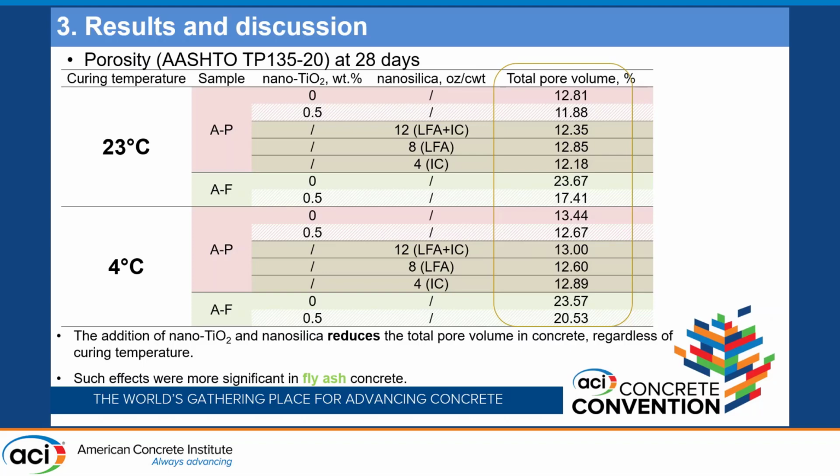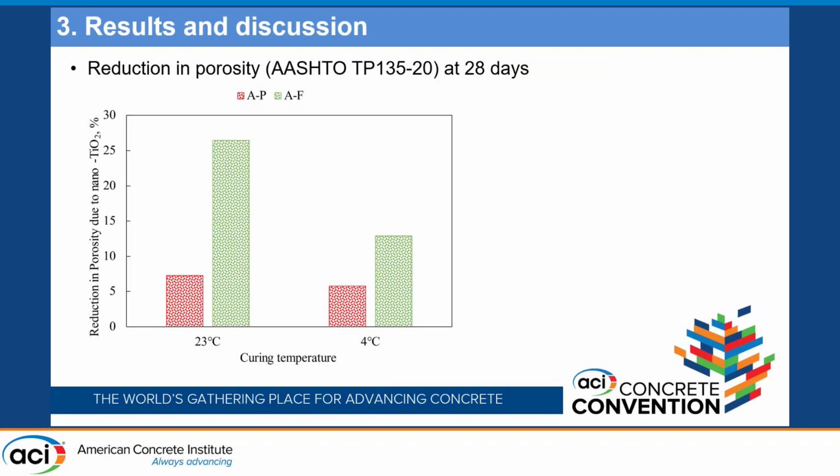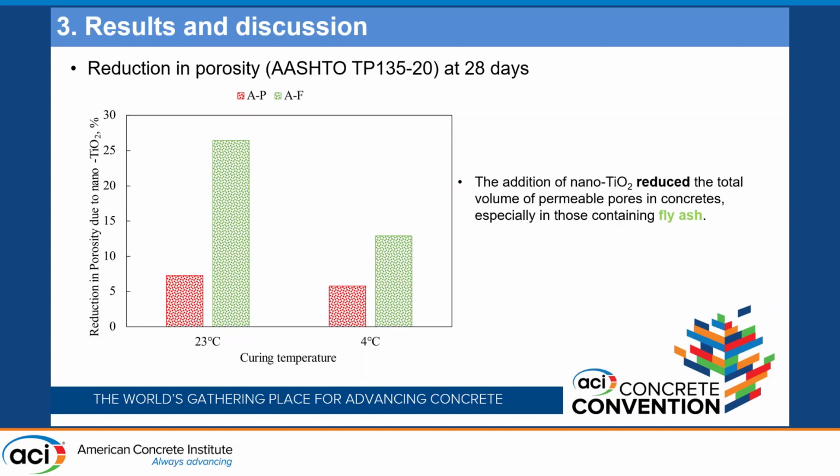So let's move on to the next one. So this is the indication of the reduction in porosity, and you can see by addition of nanomaterials, we are able to reduce the porosity of both plain concrete, those with the red bars, and the fly ash concrete, that will be the green bars. So it is particularly effective, the addition of these materials in concrete that contain the fly ashes.